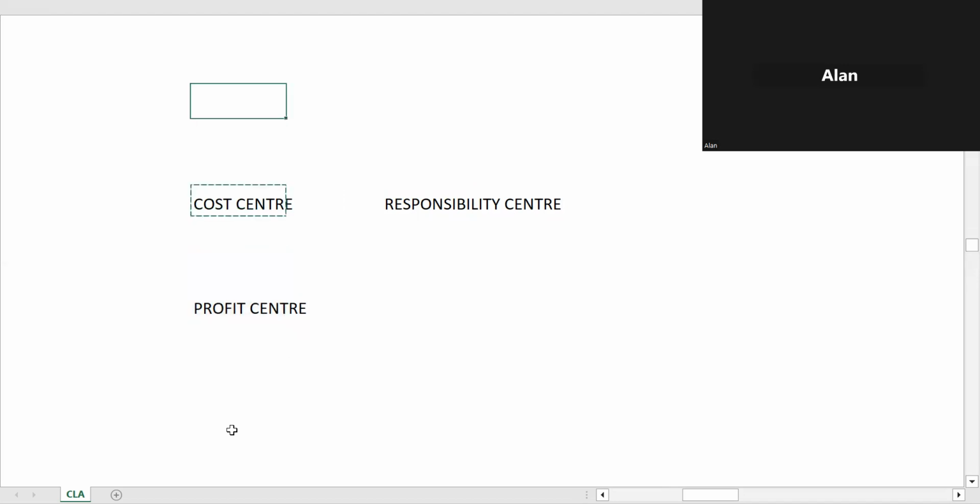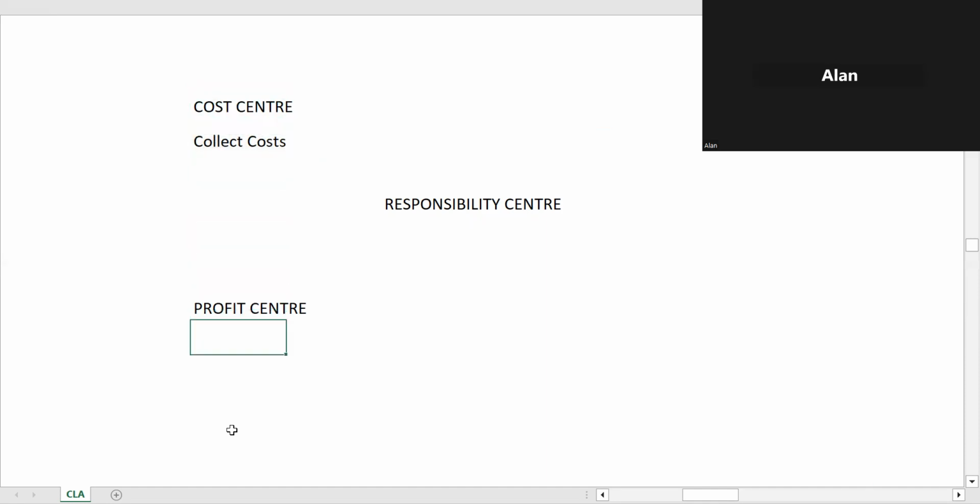A cost center is a department, or a part of a department, for which you want to collect costs. You want to collect costs for a particular department or a particular area; that will be called a cost center. Now, a profit center is something where you are collecting cost also, and this center is producing some distinct product also, so you can collect revenue also.